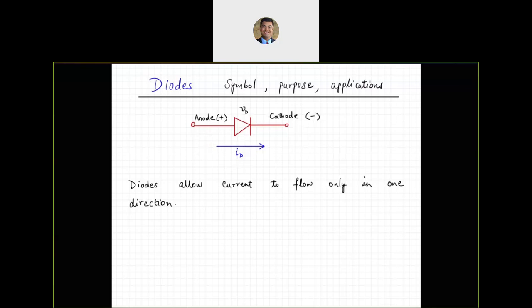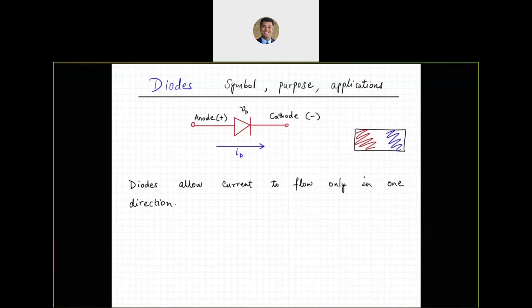Notice this is the direction of conventional current. It is not the direction of movement of electrons. It is exactly the opposite to that. Now, how do we construct the diodes? We construct the diodes by using two semiconductors that are differently doped. So we can have a p-type material on one side and then an n-type material on the other side.